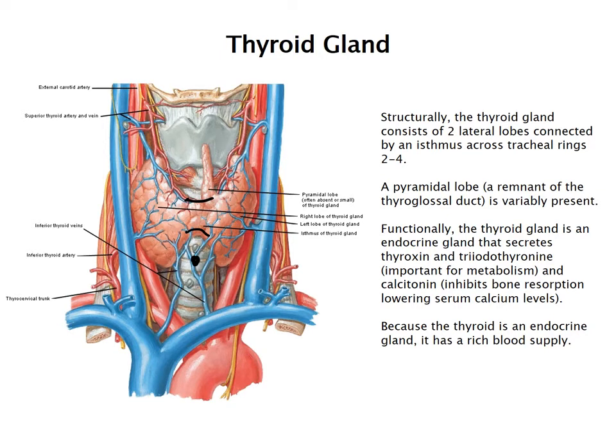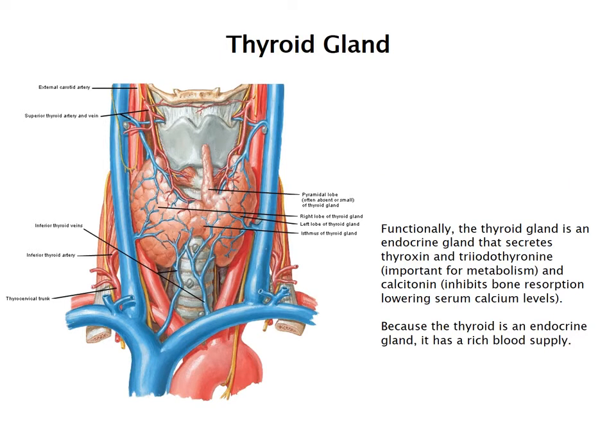Also shown in this image is a pyramidal lobe of the thyroid gland, indicated here. This is a remnant of the thyroglossal duct, from which the thyroid gland is derived embryologically. Functionally, the thyroid gland is an endocrine gland, meaning that it secretes hormones. It secretes hormones which are important for metabolism, such as thyroxine and triiodothyronine, and it also secretes calcitonin. As you might recall, calcitonin inhibits bone resorption, thereby lowering serum calcium levels.